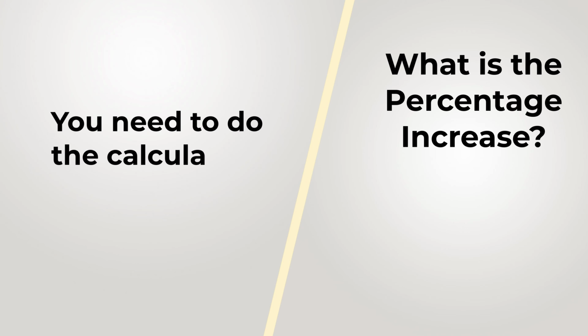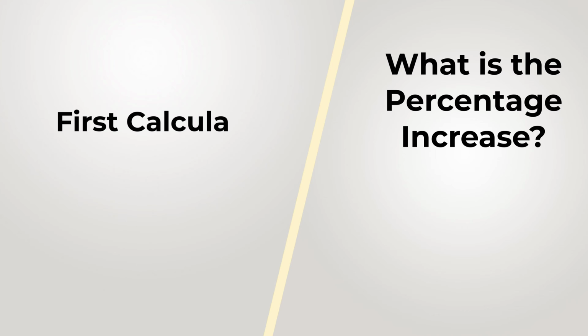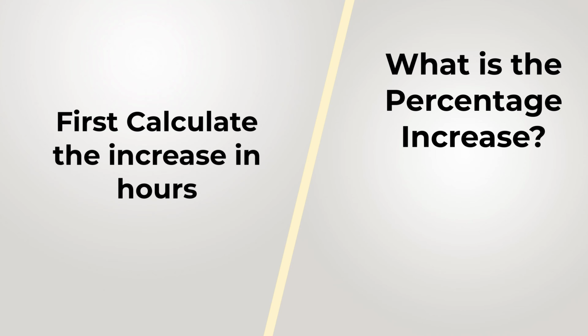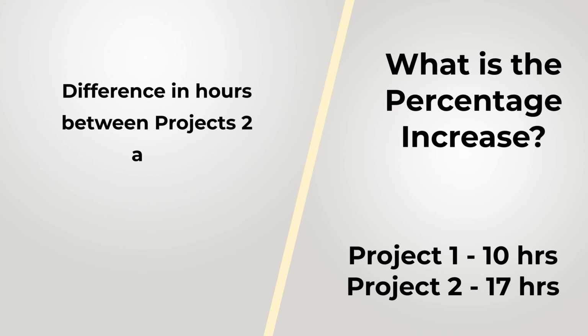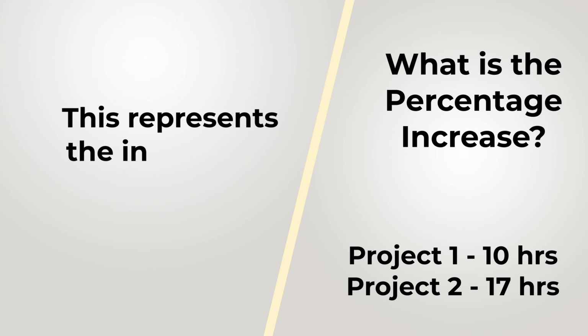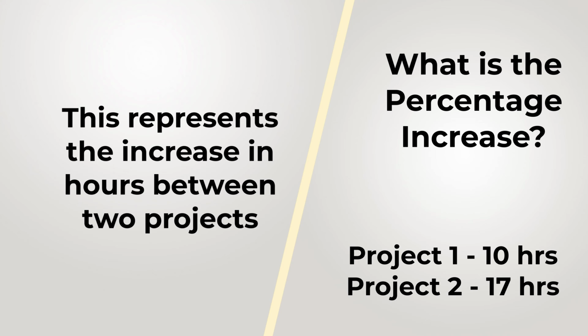To calculate percentage increase, you need to do the calculations. First, you need to determine the increase in hours. To do that, you need to subtract Project 1 hours from Project 2 hours. To do this, you need to do 17 minus 10, and the result would be equal to 7 hours. This represents the increase in hours between 2 projects.